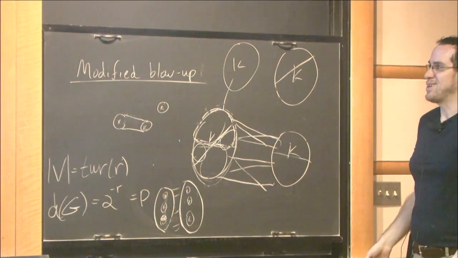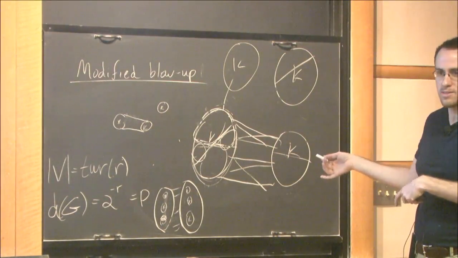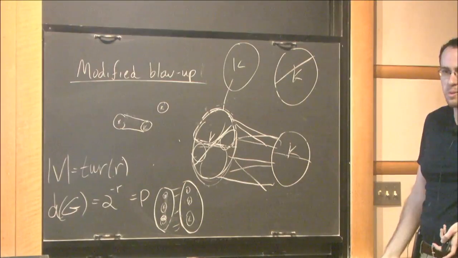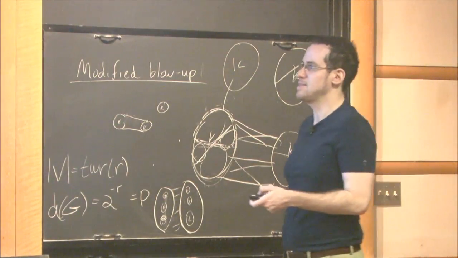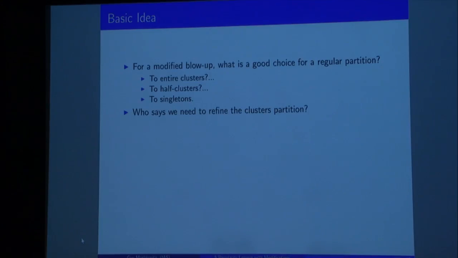So definitely, we wanted to show that every partition has to be of size 2 to the x. We have found a partition of size 2. So this is an issue. If you don't have to refine the cluster partition, then this entire argument fails. So who said we actually need to refine the cluster partition?